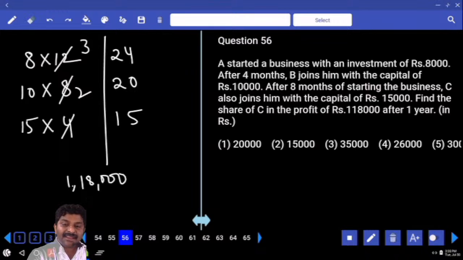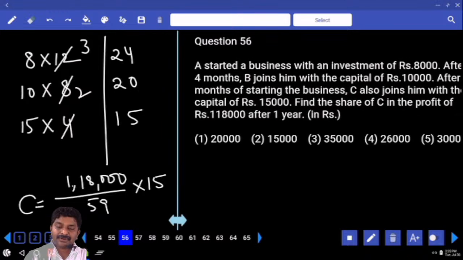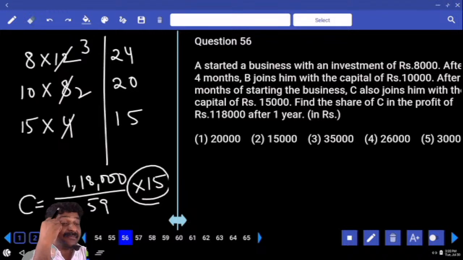1,18,000 is divided into 59 parts. Question is about C. C will be getting 15 times of it. Yes or no? Right. So now, in numerator, when I see 15, it is a 3 multiple. In denominator, we have 59. Is it a 3 multiple?